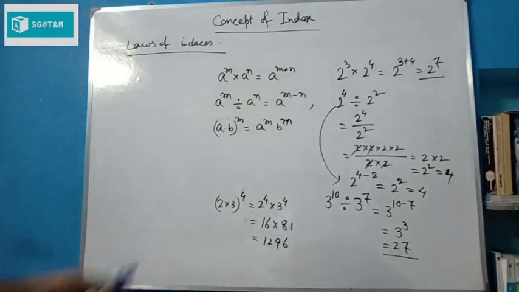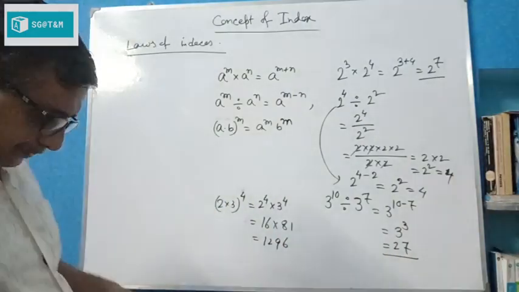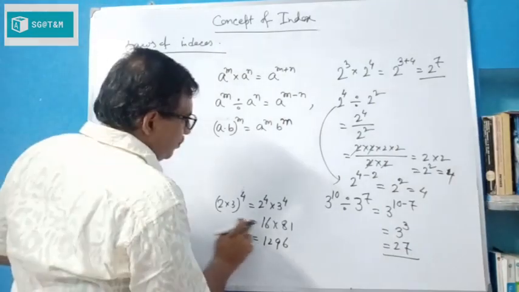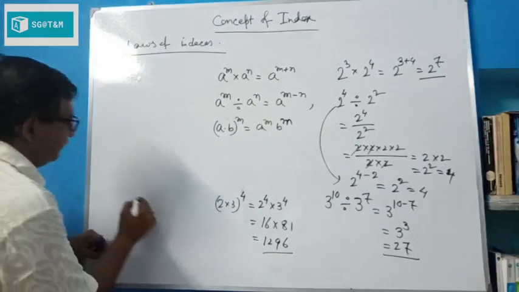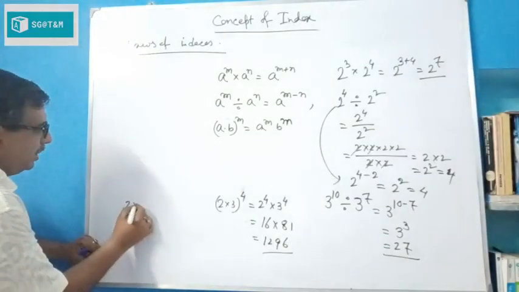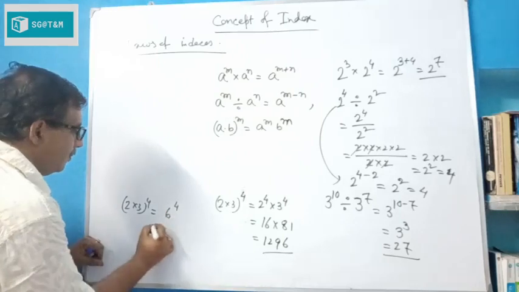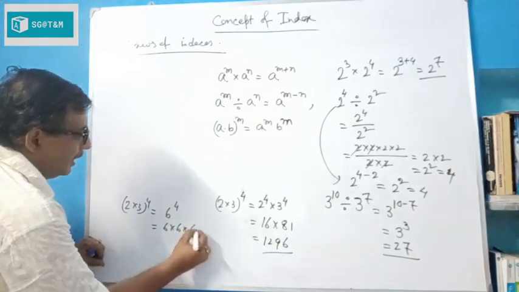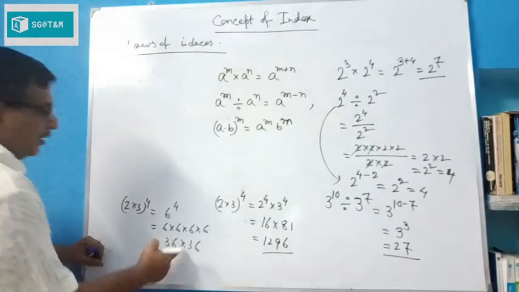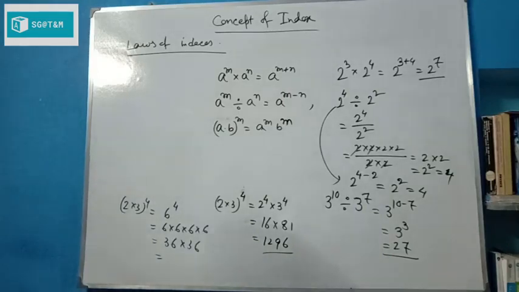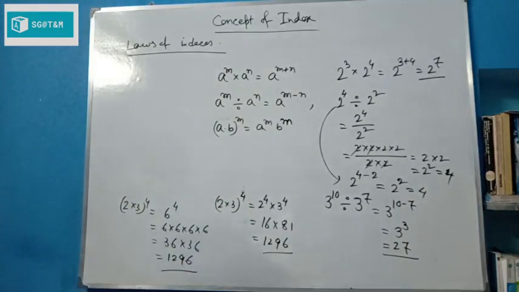Now, just for verification, let us take another way. 2 into 3 means 6. 2 into 3 whole to the power 4 can be written as 6 to the power 4, that means 6 into 6 into 6 into 6. So 36 into 36 is 1296 again. Check it. It must be the same.